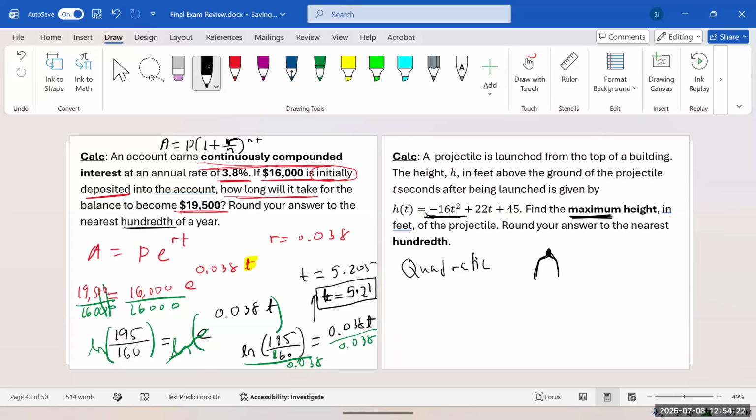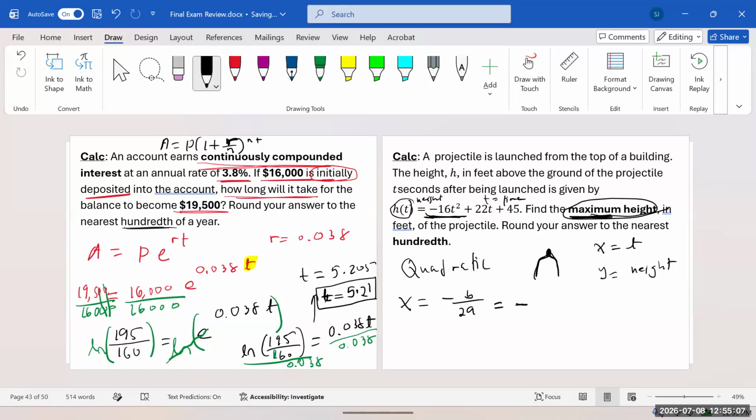A projectile is launched from the top of a building. The height of the projectile is given by h of t. So this is our height, and t is time. They are looking for maximum height. So in the vertex, are we looking for the x or the y? Y. So x means t and y means height. Since you're looking for maximum height, you're looking for the y. But before finding y, we need the x. Good job. Negative b over 2a.